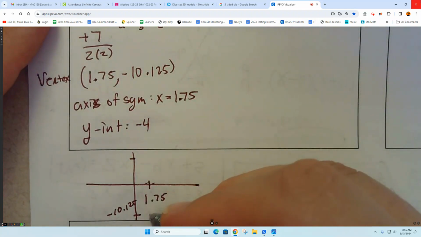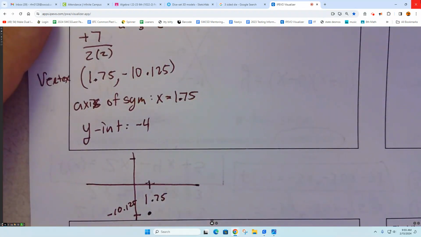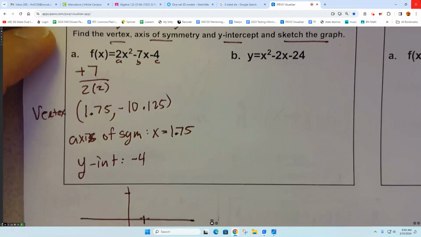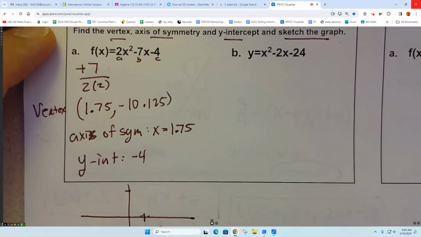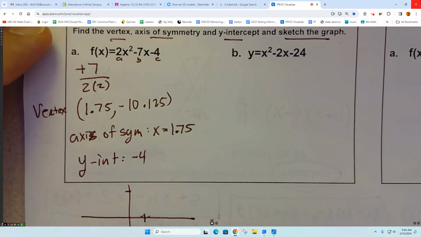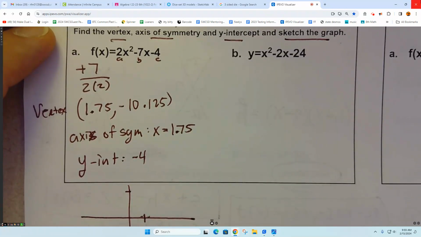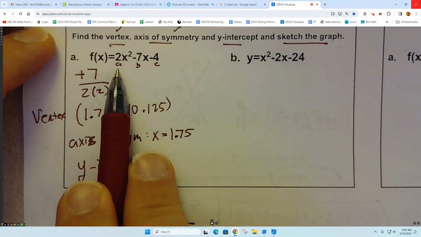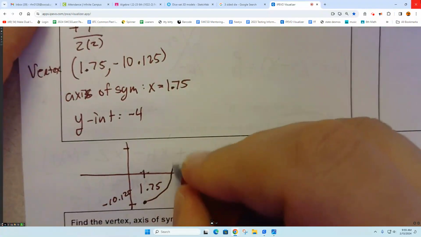The biggest thing about sketching this graph is which way does it go? Down. Why does it go down? It's a negative. What's negative? 10.125. Okay, I agree that that's negative. Do we agree that it goes down? So what does A say? No, it's just positive. My A is positive. My A is what defines whether it goes up or down. It's positive, that means it goes up.